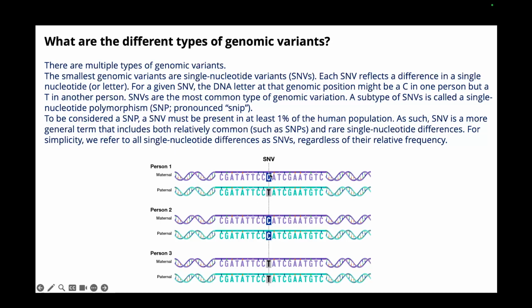Right. So these are three examples given here. It's basically a C to T change here, and in this case there is no change, and there is no change in this case as well. So in the first case that's an SNV, in the next two cases it's not.